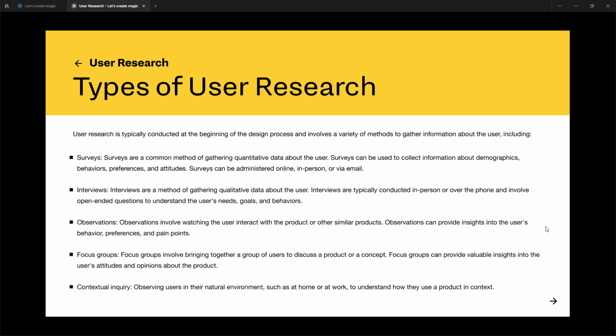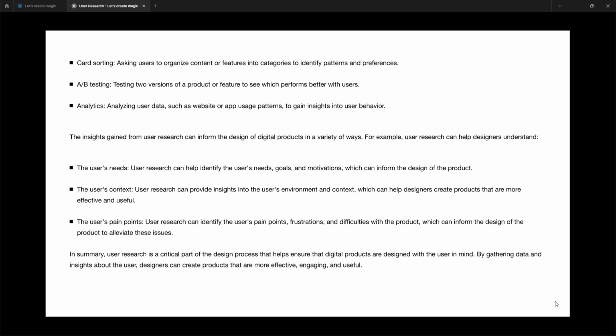Observing users in their natural environment, such as at home or at work, to understand how they use a product in context. Card sorting. So asking users to organize content or features into categories to identify patterns and preferences. We have A/B testing. This is testing two versions of a product or feature to see which performs better with users.